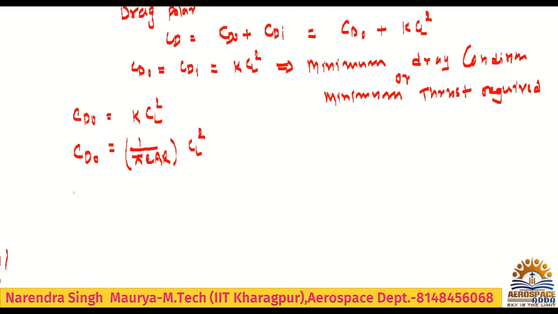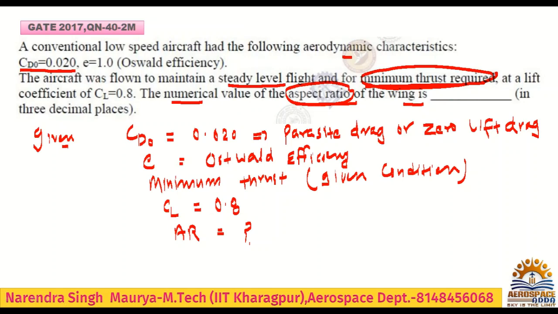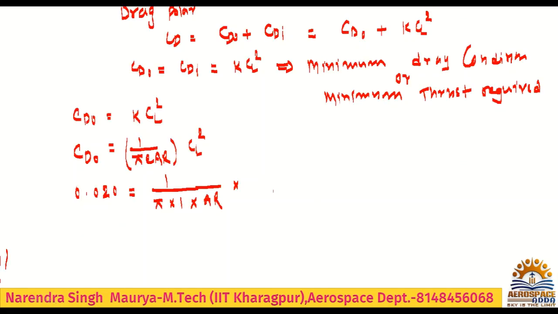So we'll write all the values. Here it is 0.020 is equal to 1 upon pi into e, which is 1, into the aspect ratio, which you have to calculate, into CL square. The CL value is also given. Yes or no? What is the value of CL? It is given, read, check. CL is 0.8, so keep this value 0.8. Now just calculate this data and tell me how much you are getting.